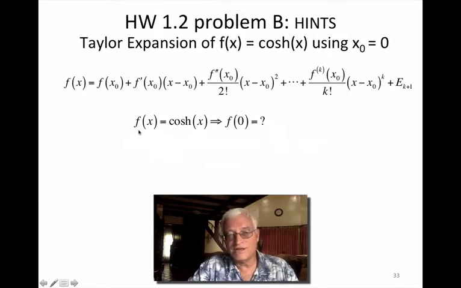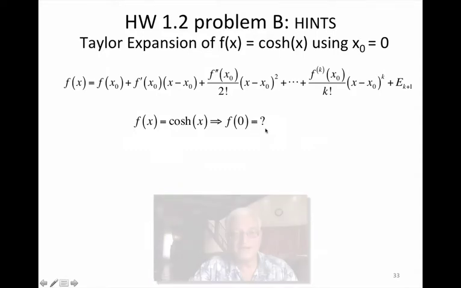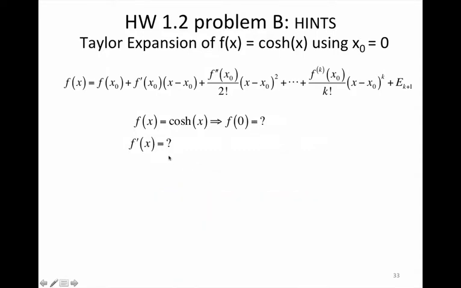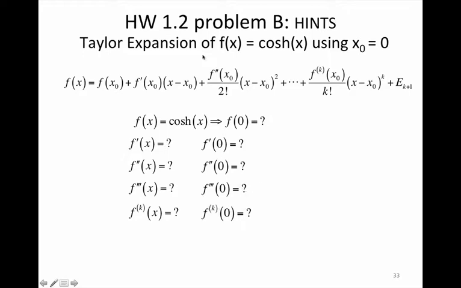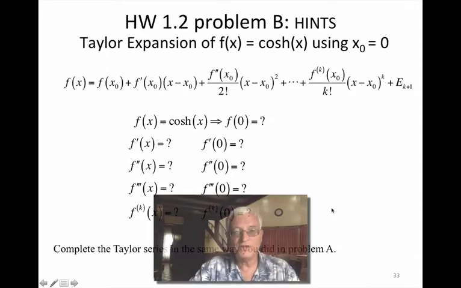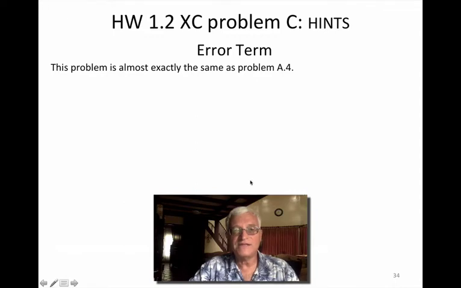So we go about and do the same thing. You have to evaluate hyperbolic cosine at 0. What is that? Take your first, second, third derivative, and kth derivatives and plug in values of that at 0. So again, just like we did before, we're doing the same thing with the hyperbolic cosine, and just complete the Taylor series the same way you did in problem A. And then finally in problem C, our hint there is use the error term.